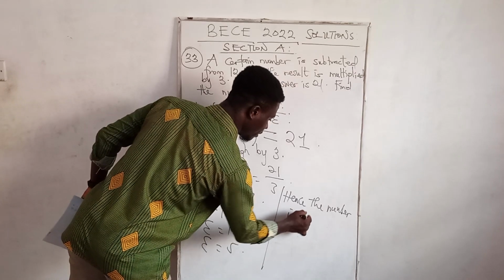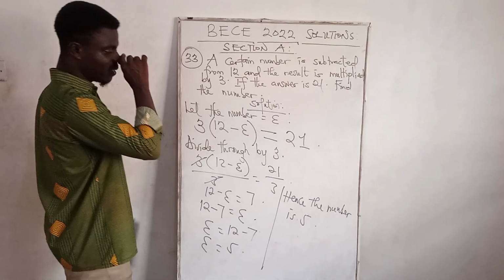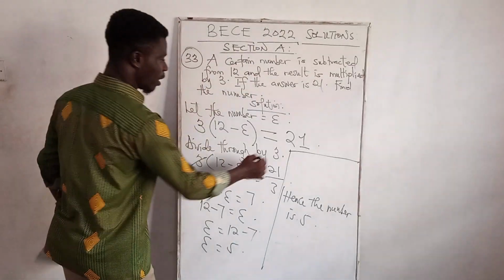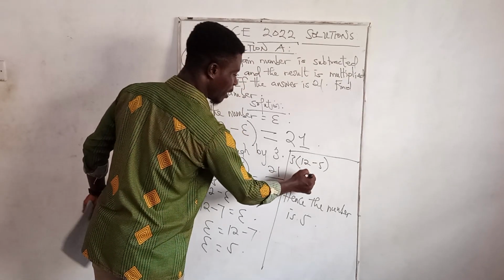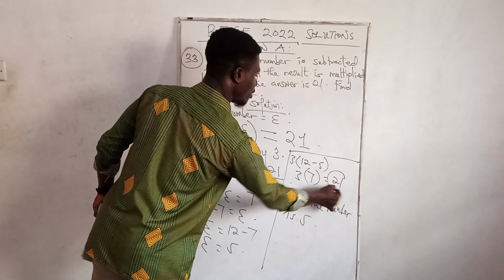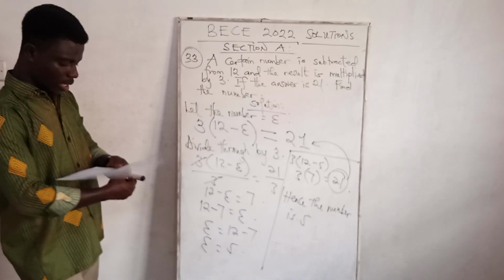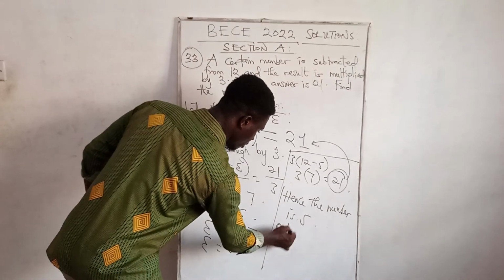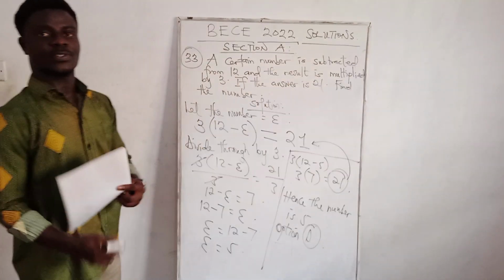the number is 5. Now you can substitute it inside and see whether your answer is correct. I have 3 times 12 minus 5. Now 12 minus 5 we get 7, right? Then times 3, 3 sevens are 21, which is the same thing as that. So now we have our answer to be option D. Very simple.